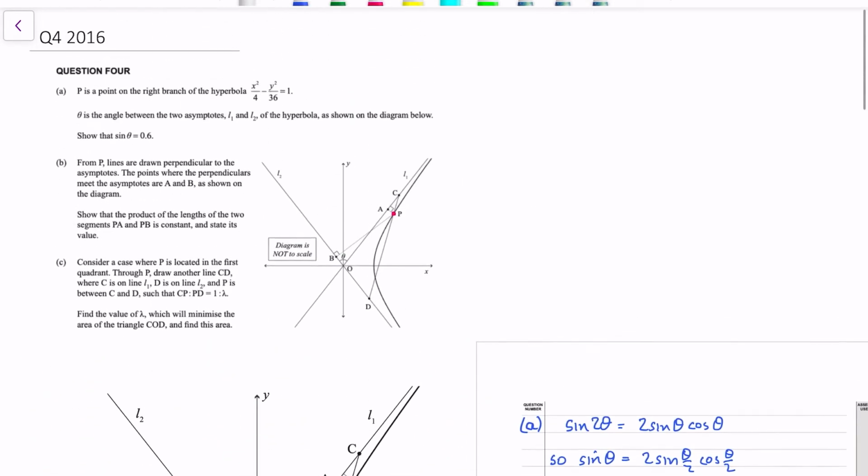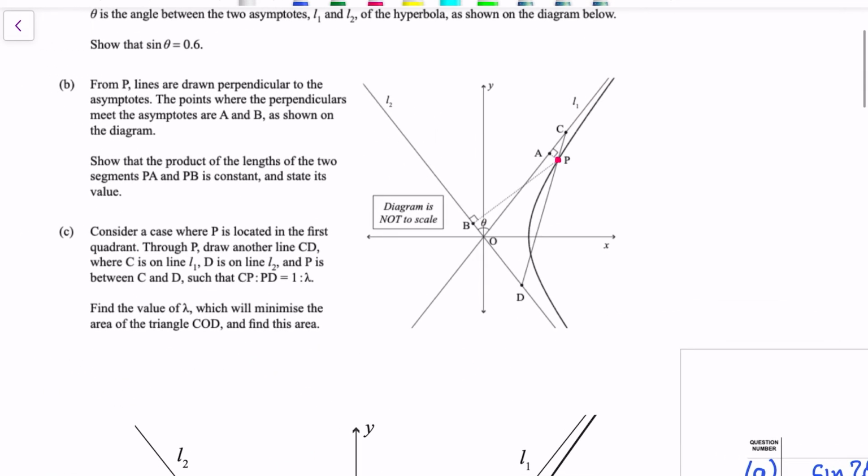Okay, let's look at the second question. From P, lines are drawn perpendicular to the asymptotes. So we've got a line going through there, which is the line PA. And we know what the slope of that line is. We know that the slope of the asymptote is 3, so we know that the slope of that line is minus 1/3 if they're to meet at right angles. The gradients are negative reciprocals.